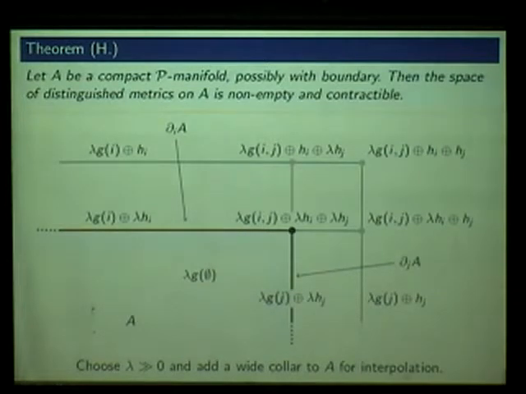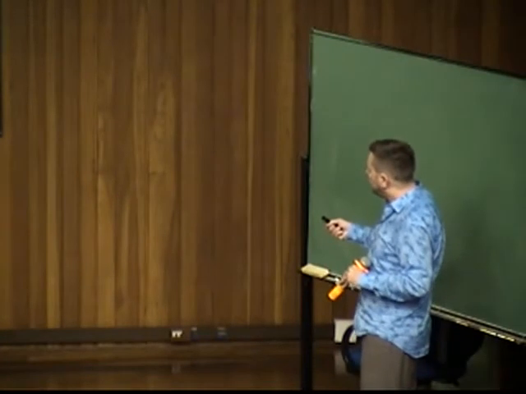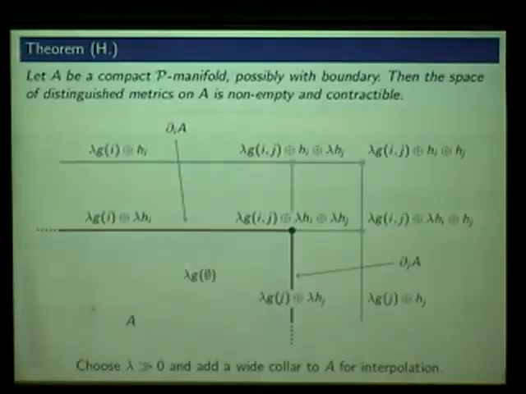The first is that if you take the product of two manifolds, then the scalar curvature is the sum of the scalar curvatures. So if you have H_i and here you take a very large lambda, then this thing has positive scalar curvature, this thing has positive scalar curvature, and so on.